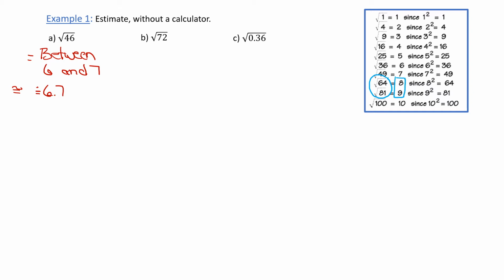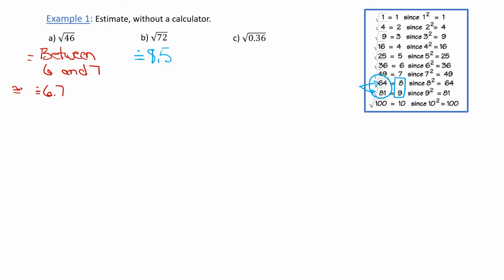So how close am I going to go? It's almost right in halfway, right? 72 is almost halfway between 64 and 81. So for my estimate here, I know it's between 8 and 9. I'm going to say it's approximately 8.5. It's about halfway between those two. That's all you need to do for this question, is just an approximation.